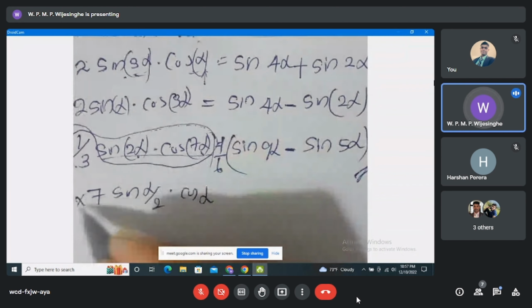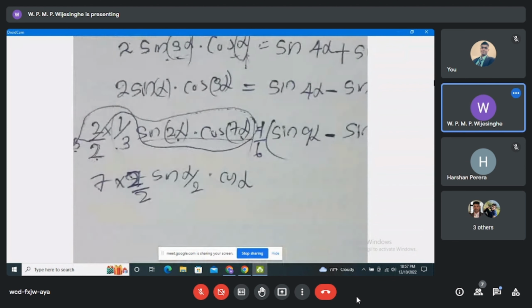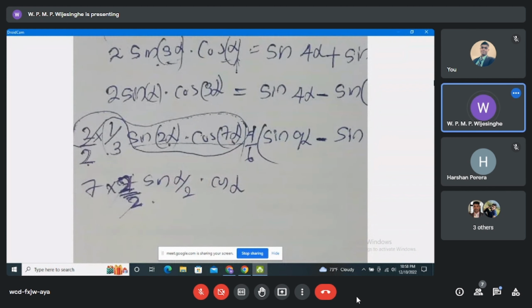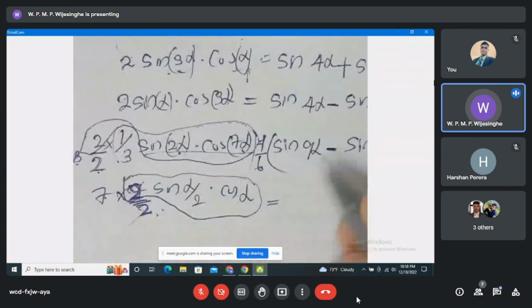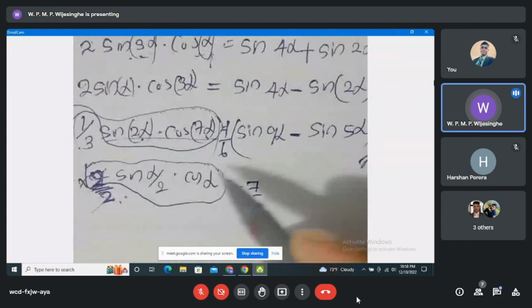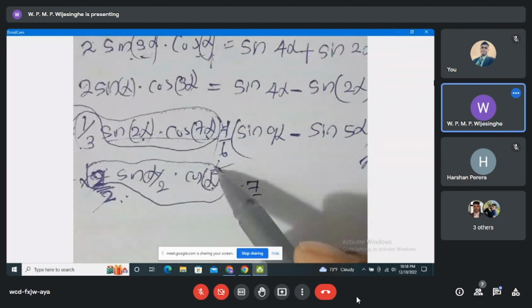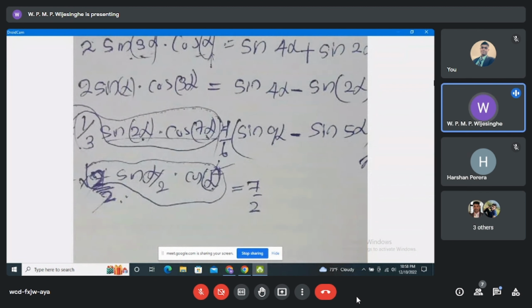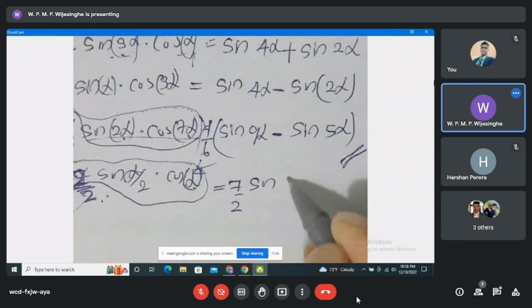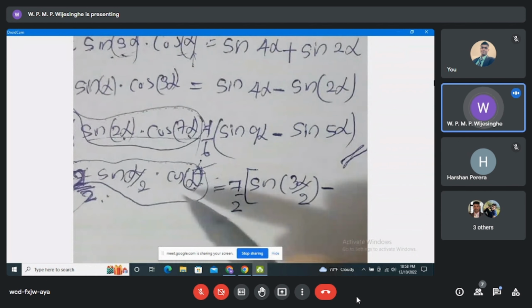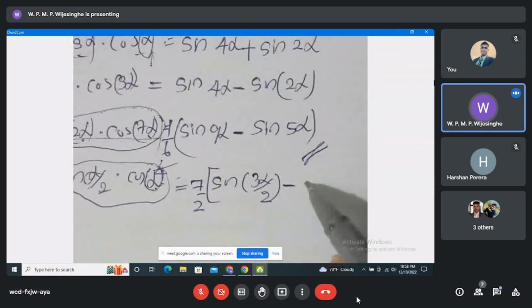Here also I should add 2 here. Then in the denominator I should add 2. Then this and this can cancel and here it remains 7. Right? Then it is 7 divided by 2. Here the higher sine angle is greater here. Right? So here also there is a difference. So sine, addition of these two angles, it is 3 alpha divided by 2, minus the difference between these two angles, alpha minus alpha 2 means alpha divided by 2. Sine alpha divided by 2.